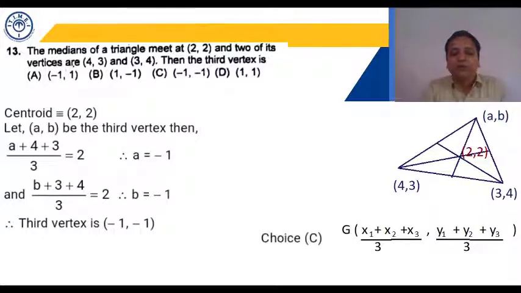We use the property for centroid: (x1 plus x2 plus x3) by 3, (y1 plus y2 plus y3) by 3. Centroid is the point of intersection of medians, and we also know the median divides it in the ratio 2:1. This ratio we don't use, but we use the formula. So indirectly we use that property also. I hope this is clear.